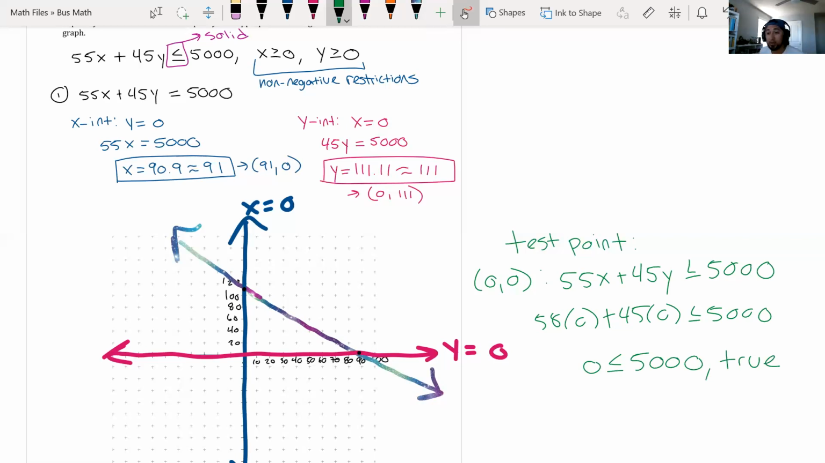Yes. So now when we shade, we actually only have to shade in the first quadrant because those non-negative restrictions keep us in the first quadrant. So our shading is only going to look like this. More shadings. There we go. That's it.